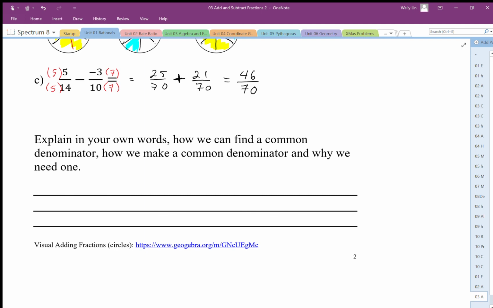Okay, so how do we find a common denominator? We need to find common multiples. Okay, we need to use common multiples. Okay, so that's how we find a common denominator. Okay, how do we make a common denominator? We make common denominators with factors.